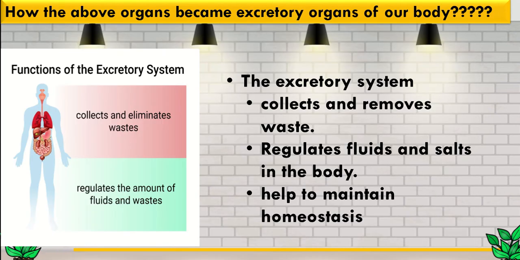So question, how do the above organs become excretory organs of our body? Well, all of these organ systems collect and remove waste from our body. We spoke about the urinary system and the integumentary system, and even the respiratory system also helps us regulate fluids, so it makes sure that our water is always balanced within our body, as well as salts. And most importantly, it helps maintain homeostasis.